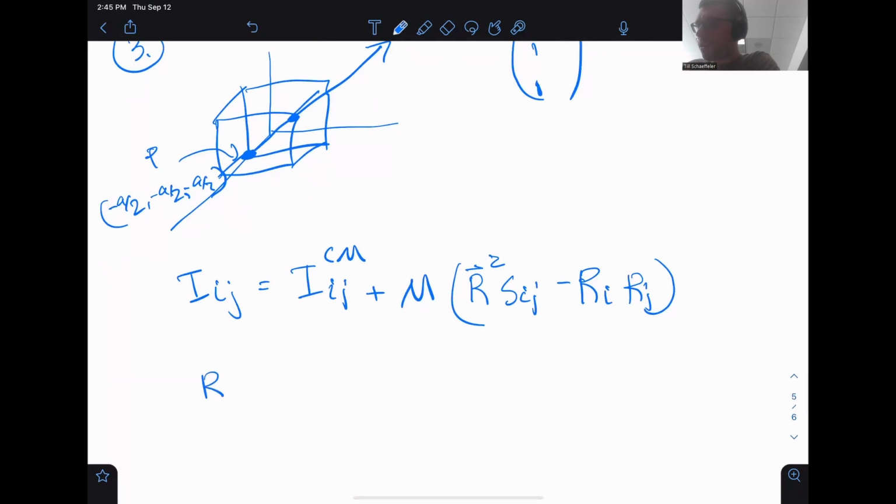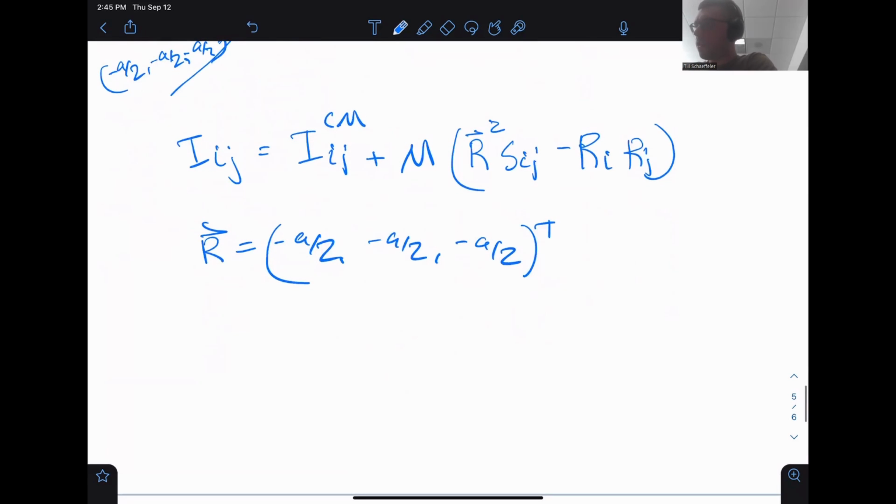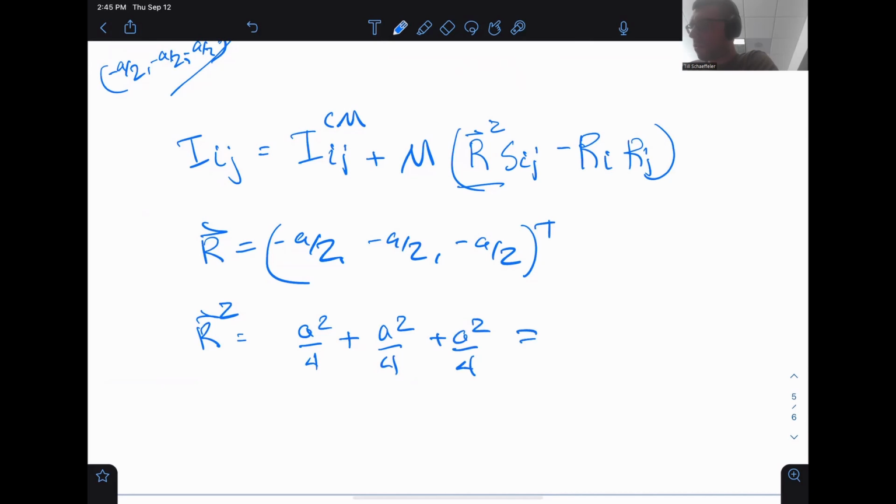Where capital R is the distance from the origin to this point. So it's just the same as... So the first thing we need is to find the magnitude of the vector, squared. So we'll just take all the components and square them. So we get a squared over 4 plus a squared over 4 plus a squared over 4 is equal to 3a squared over 4.